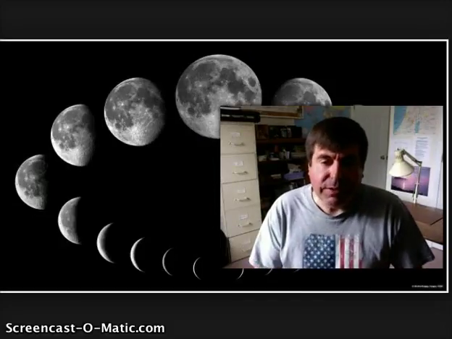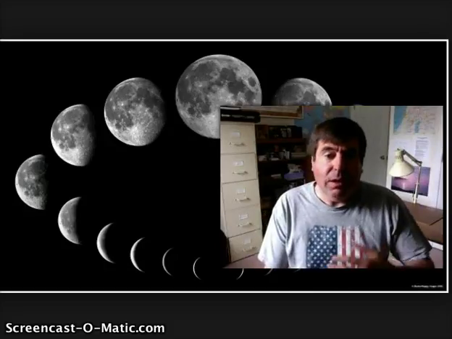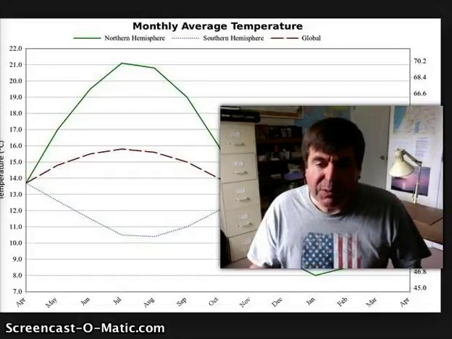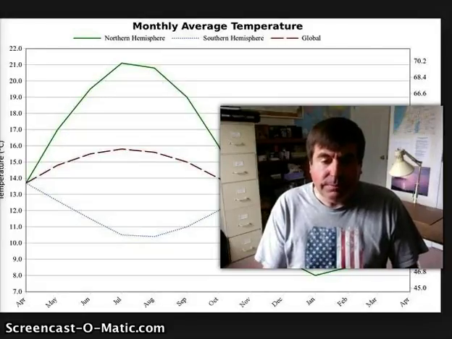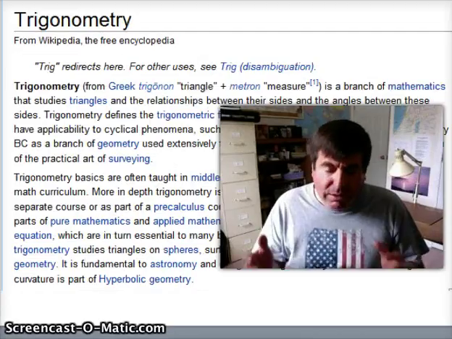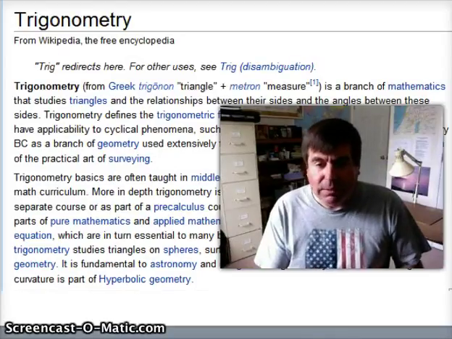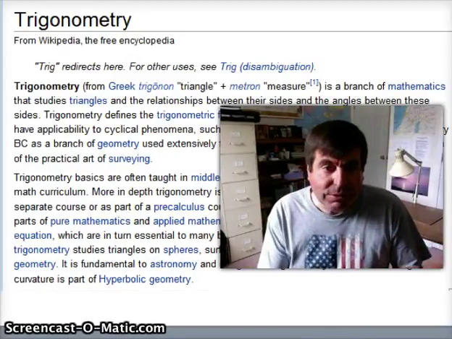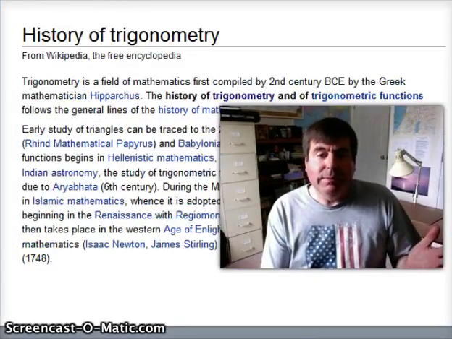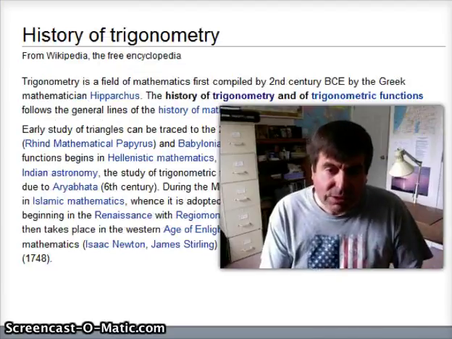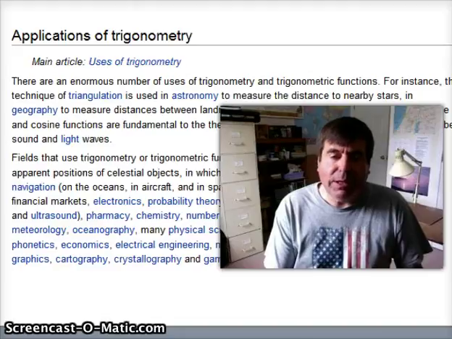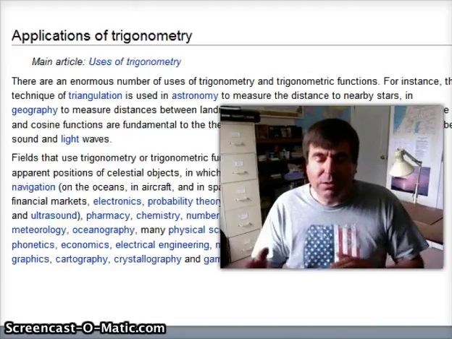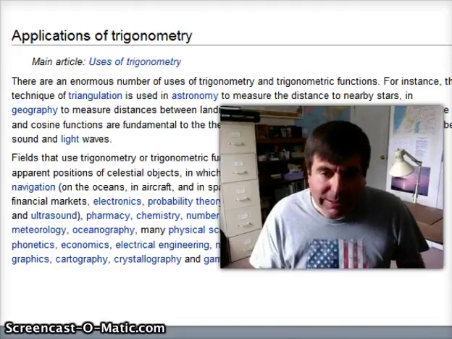When we talk about the phases of the moon that completes one cycle every month, or perhaps the cycle of temperatures as it goes through a year, what we're talking about is trigonometry. Trigonometry has its own history and its own definitions, and it has tons of applications in nature, physics, life, all over the place.